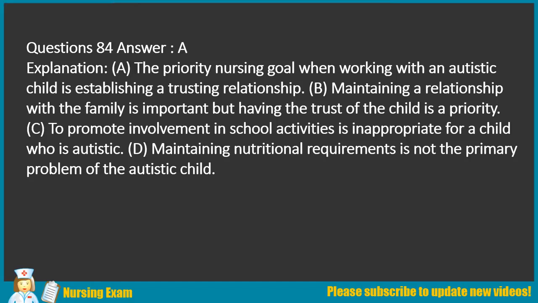Question 84 answer, A. Explanation: A. The priority nursing goal when working with an autistic child is establishing a trusting relationship. B. Maintaining a relationship with the family is important, but having the trust of the child is a priority. C. To promote involvement in school activities is inappropriate for a child who is autistic. D. Maintaining nutritional requirements is not the primary problem of the autistic child.